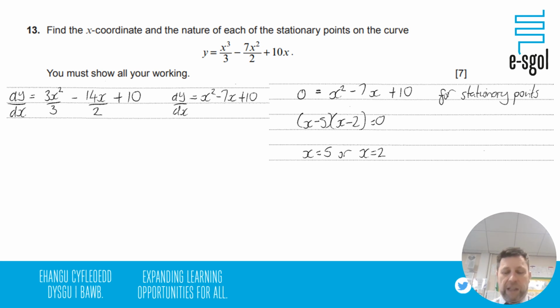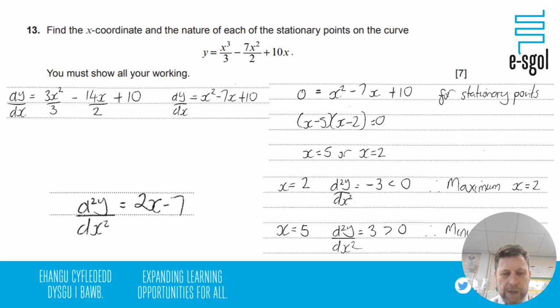nature. Now that means are they a maximum point or a minimum point? So to determine the nature, you do d2y dx squared, which is the same as question 10. Same idea. Differential of 10, remember, disappears. And then you substitute in your x values. So I'm showing you here, when I substitute x equals 2, I get a negative answer. Negative answers, anything less than 0, means they're a maximum.